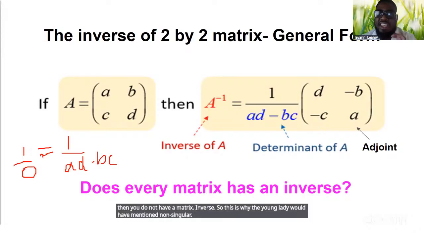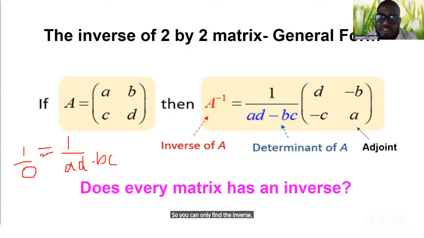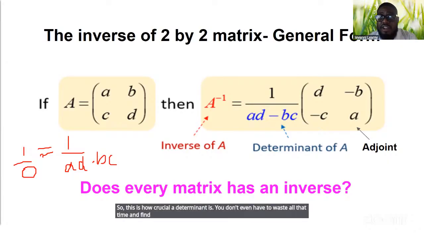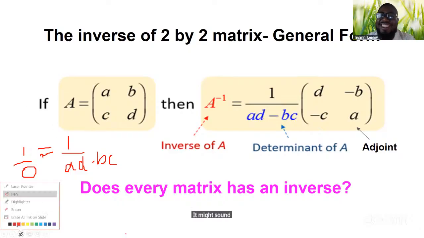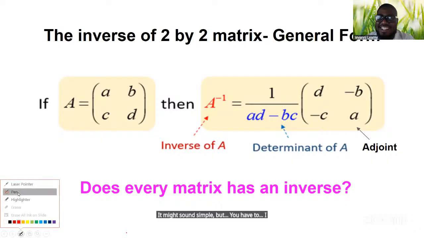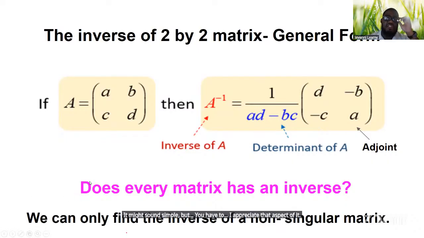So you can only find the inverse of a non-singular matrix. This is how crucial the determinant is. You don't even have to waste all that time and find the adjoint. Once you find the determinant and the determinant is not 0, then you can find an inverse of that matrix. It might sound simple, but you have to appreciate that aspect of it. All right, so we can only find the inverse of a non-singular matrix. Okay, is everybody on the same page?